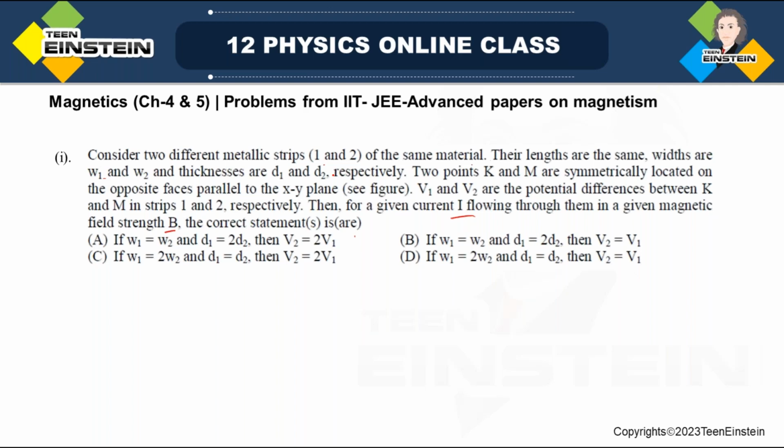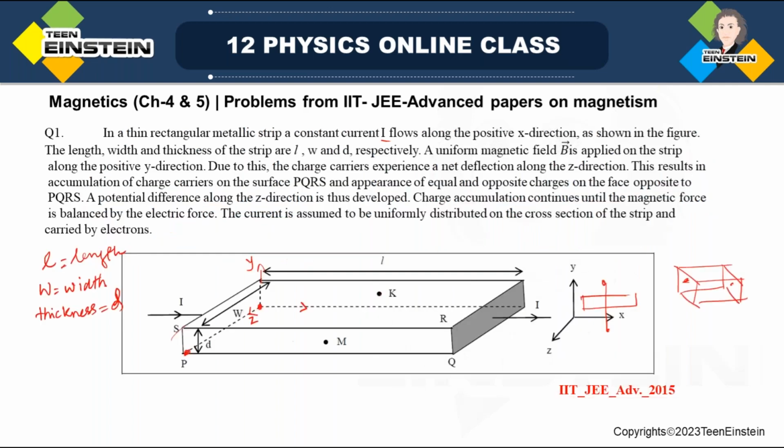V1 and V2 are the potential differences between K and M in strip 1 and strip 2 respectively. Then which of the following? For a given current I through the given magnetic field strength, the correct option is. So to solve this problem, we need to first of all understand this, which is important.